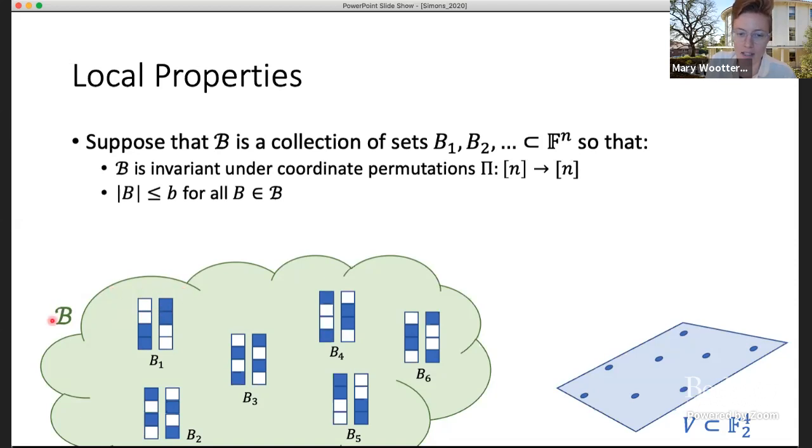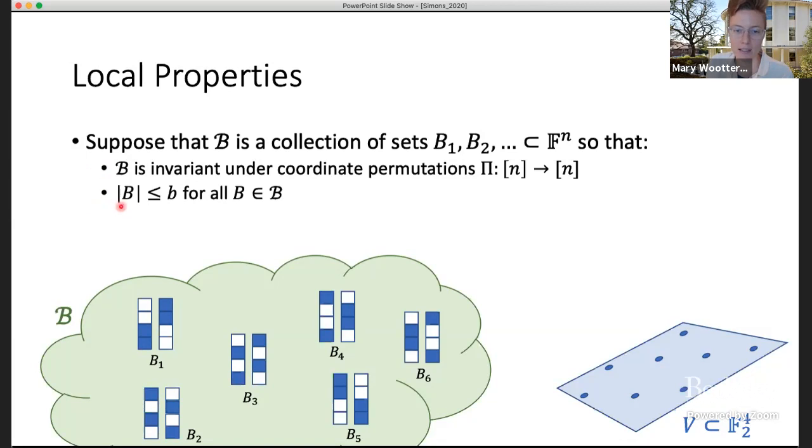And this set curly B is invariant under coordinate permutations. Because if I look at this set B1 and I permute the coordinates, let's say I switch the second coordinate and the third coordinate here, then I'm going to get, looks like B3. Right? And similarly, if I take any of these and I do any coordinate permutation, I'm going to always stay within this set. So that's the first thing.